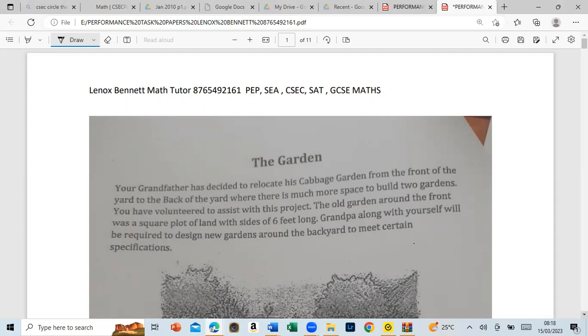So they tell us some information. I always say this to my students: as you get the information, you underline it. It says a square plot of land with 6 feet long. So first, you take that information. Each piece of information you get, you underline it. All right, let's go.